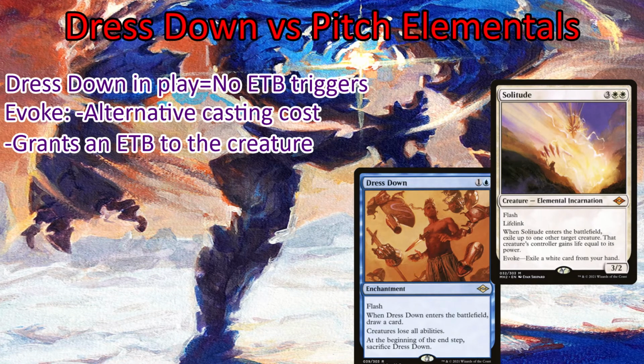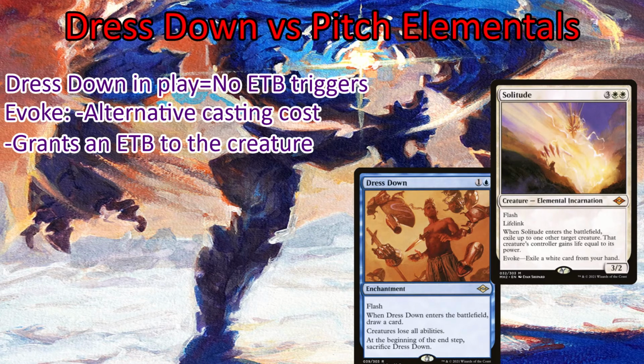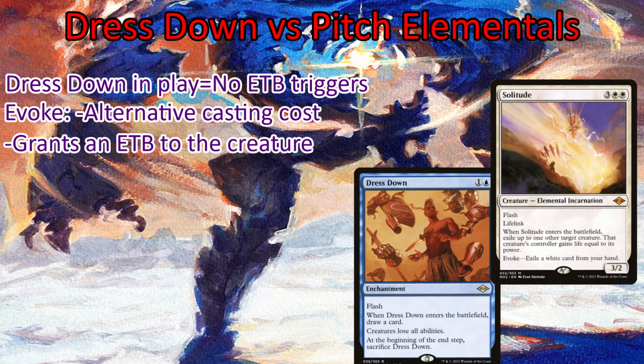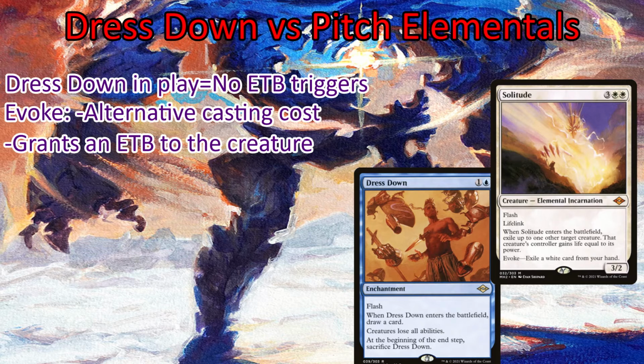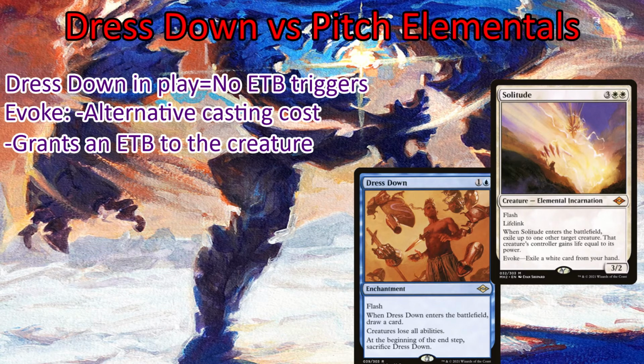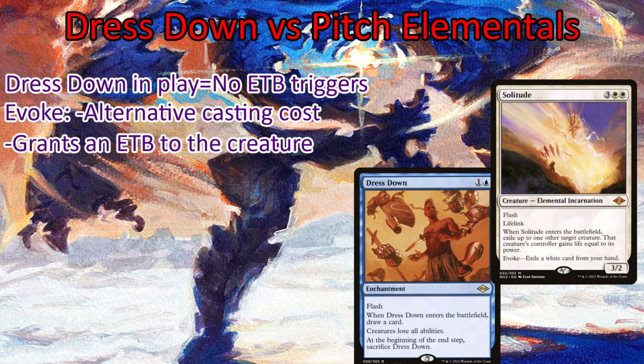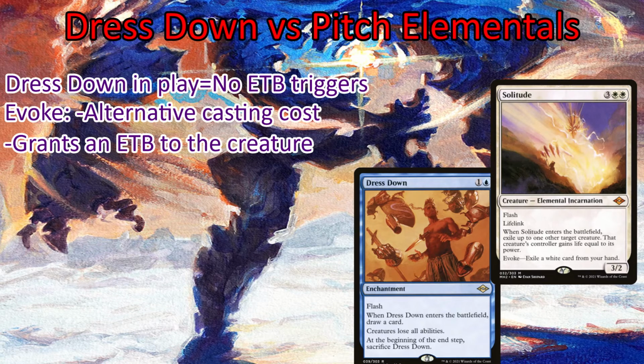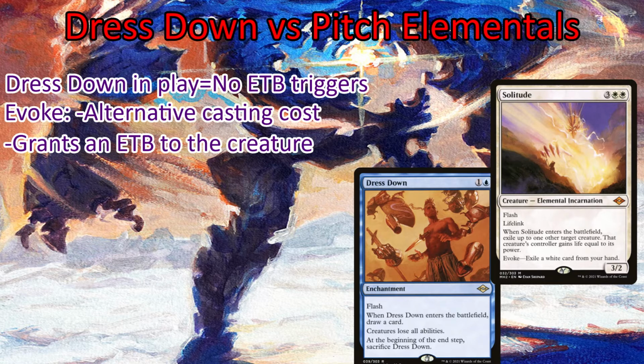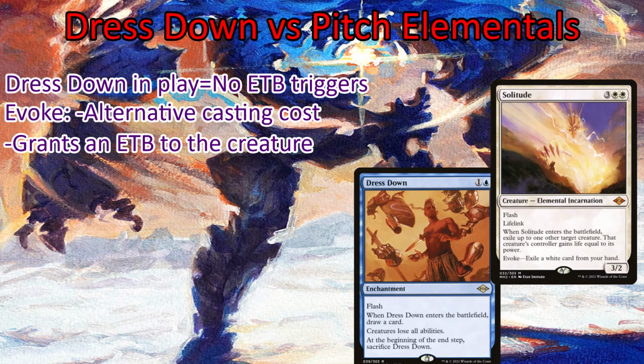What makes it different than Dash is that Dash is a trigger that puts a delayed trigger on the stack when the Dash cost is paid. Here, when the Evoke cost is paid, the creature gets an ability that reads: when this permanent enters the battlefield, if the Evoke cost was paid, its controller sacrifices it.